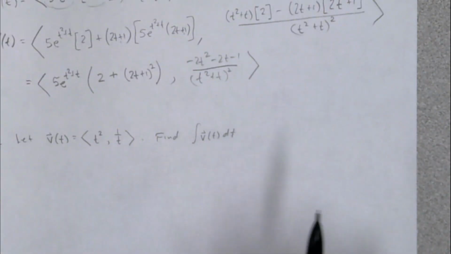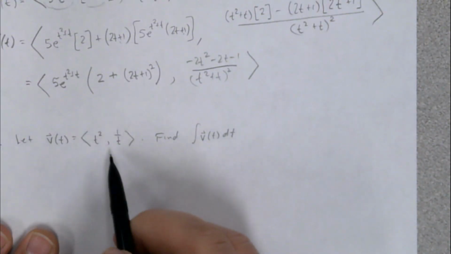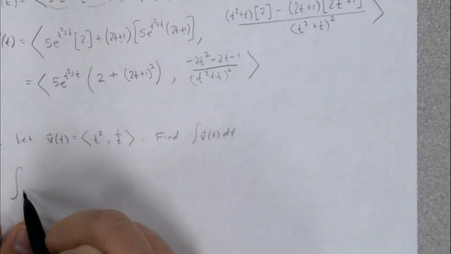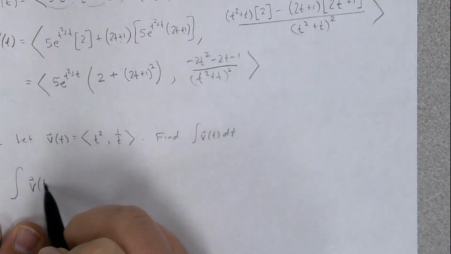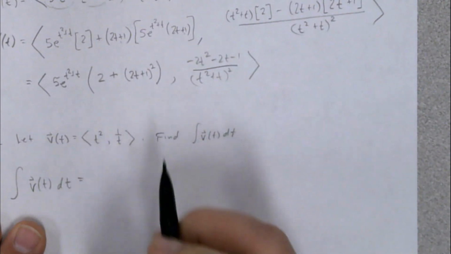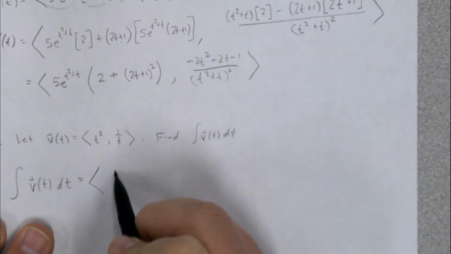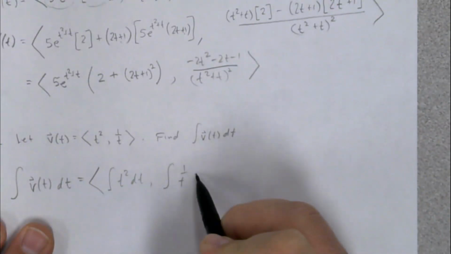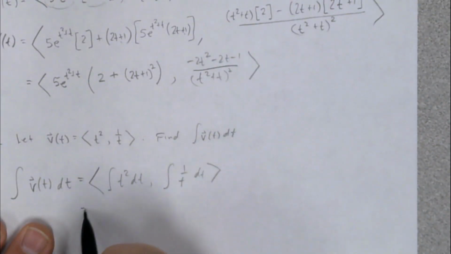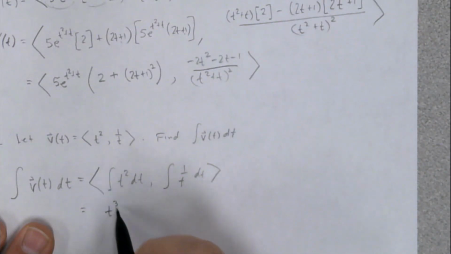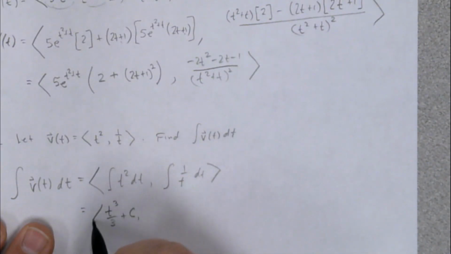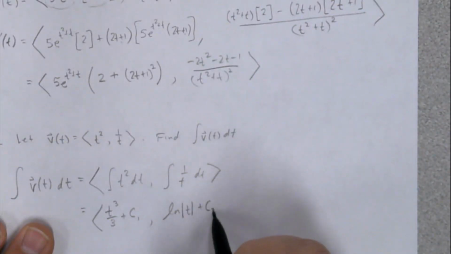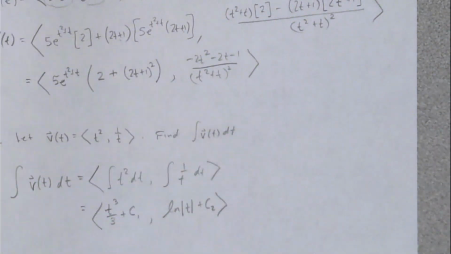So here's our function, our vector v, right here. Let's find the integration of v. Okay, so I know the integration of vector v with respect to t is going to be the integration of each of these pieces, t squared dt, and the integration of 1 over t dt. And there you go. So this is going to be t cubed over 3 plus some constant. And this over here will be the natural log of t plus some other constant. And there you go. We are done.